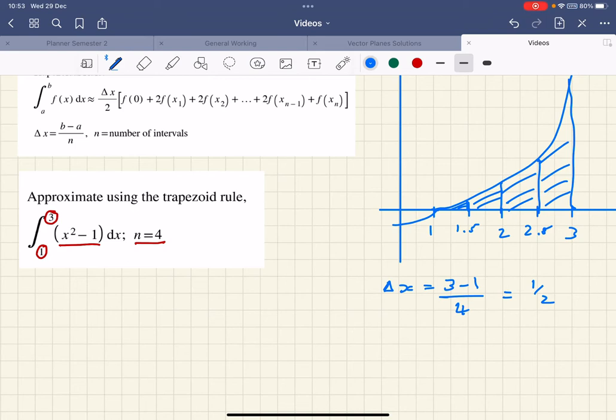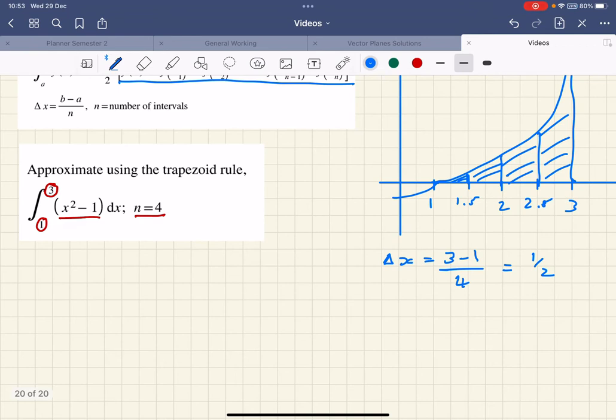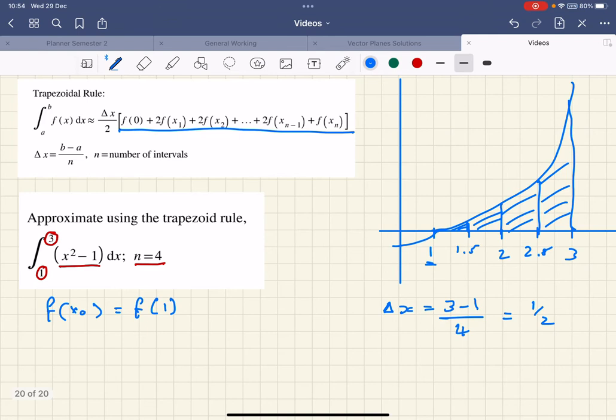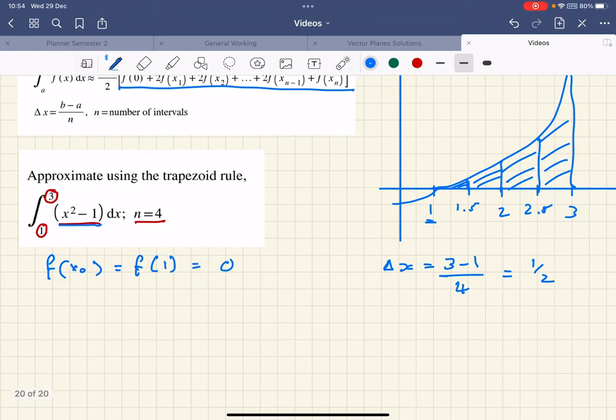Now I'm going to go through and do each bit of this. So f0, that's my very first limit, which is, sorry, let's get this about right. This should be f(x0). And that's my first limit here. And I'm going to actually work that out. I'm going to put 1 into the x squared minus 1, and that gives me 0. 1 squared take away 1 is 0.